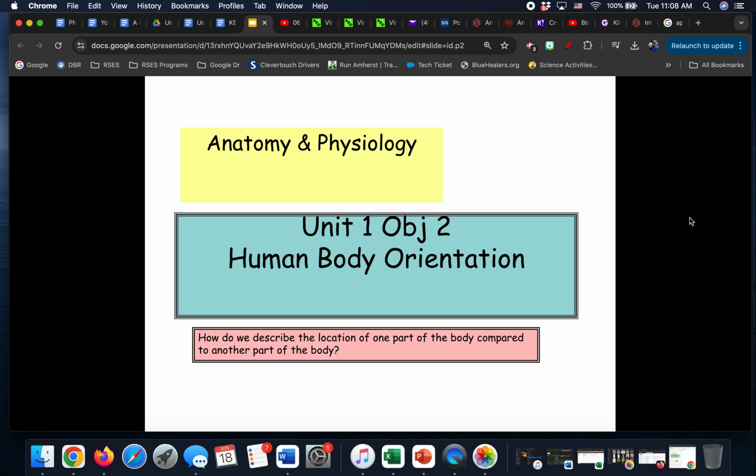That we'll use throughout the year describing how the human body is oriented or shaped or facing. So let's jump into it. We'll have lots of practice. I don't expect you to watch this video and be an expert by any means, but stick with the process. Do the practice over the next few days and we'll be good.